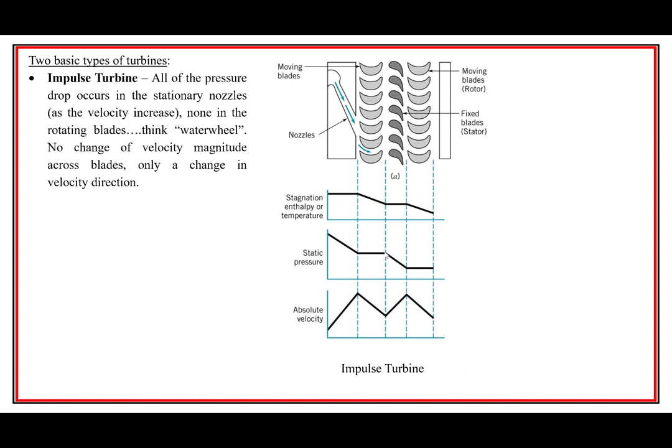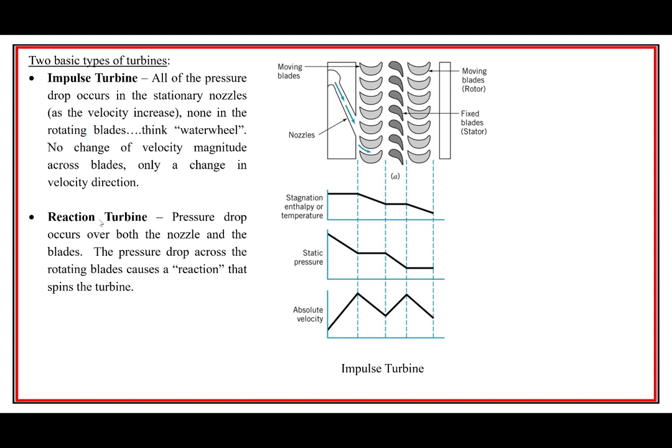But there's no pressure drop across these. So no change of velocity magnitude across the blades, only a change in velocity direction. So they're saying absolute velocity. I'm not sure about that statement right there. There's no change of velocity magnitude. It seems to me that I want to rethink that statement. Trying to think about that again. But there's no pressure drop across them, that's for sure.